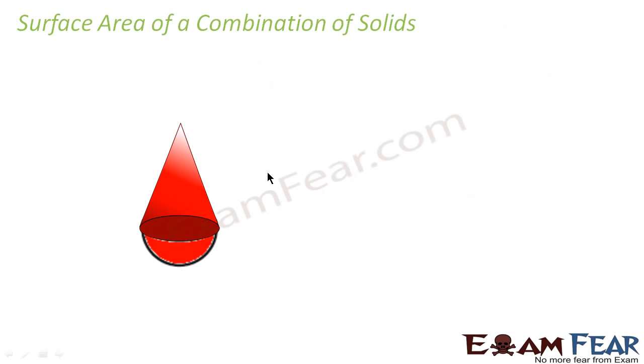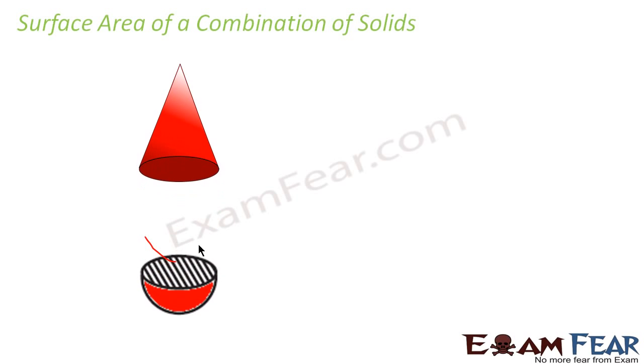We'll take some examples. This is also one toy. If you see, this is one toy, and if you observe this carefully, this also we can break actually. This part is nothing but a hemisphere, and this part is a cone. So if you break it, this is divided into two parts. This is again a hemisphere, and this is a cone.